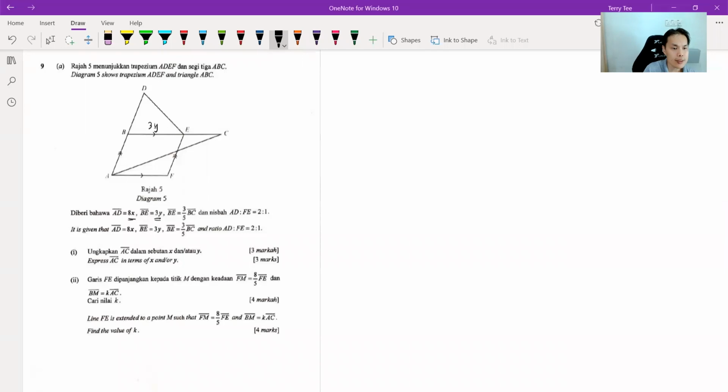This is 3y. BE is 3/5 of BC, meaning the ratio is 3:5. If you're not sure, we can write this out. BC is 3/5 of BE. If I bring it over, it becomes BC is 5/3 of BE. If my BE is 3y, my BC will be 5y. Now, if BC is 5y, then my EC will be 2y. Just label like this and it will do.